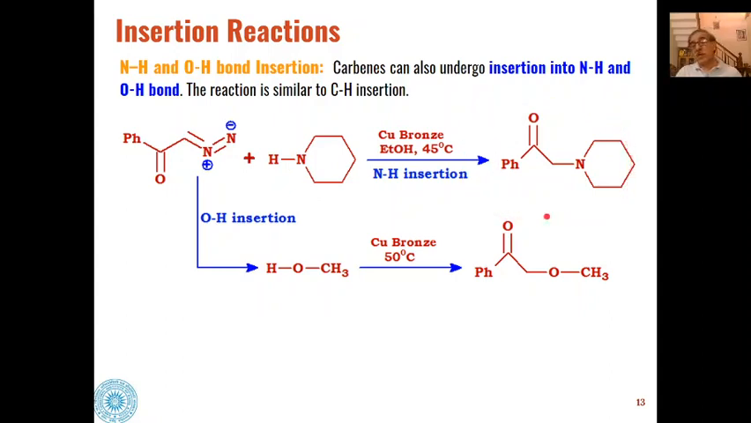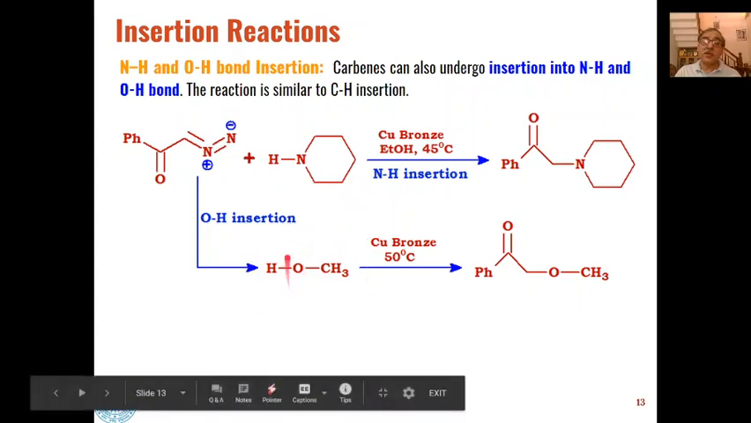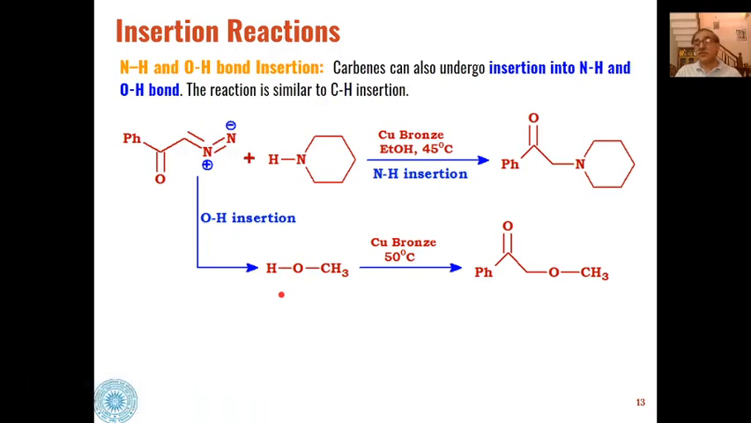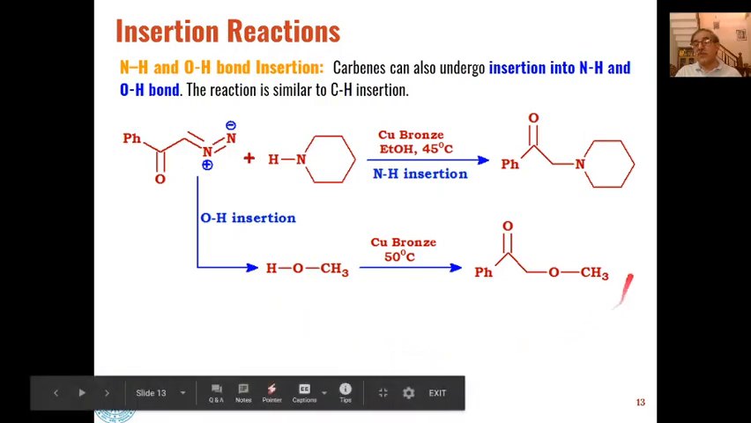NH bond insertion. Similarly, these diazo compounds can also undergo OH insertion, that if instead of piperidine we use methanol, then insertion around this oxygen hydrogen bond will take place and we will get these types of ketoethers as the product.